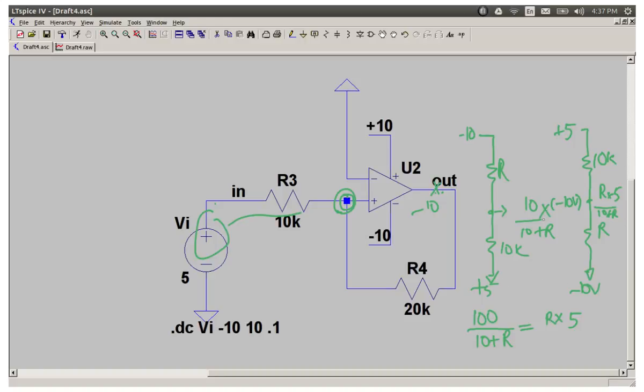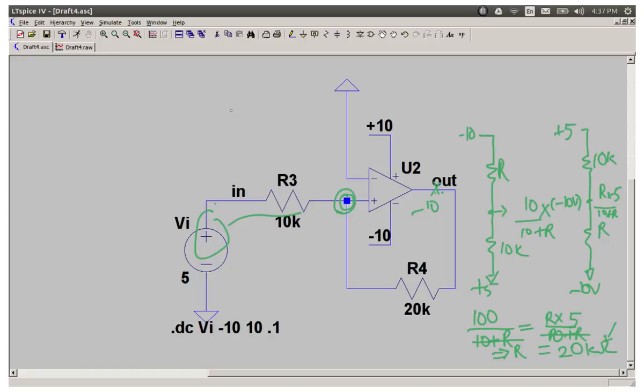So that gives me 10 into 10, this 100. I'm not taking care of the negative sign because they're adding and becoming 0, so I'm just looking at the magnitude. 100 divided by 10 plus R is equal to R into 5, I meant R into 5 divided by 10 plus R. So this 10 plus R cancels out with this 10 plus R, and this gives you R is equal to 20. And now I remember that this is all in kilo ohms, so that's 20 kilo ohms.